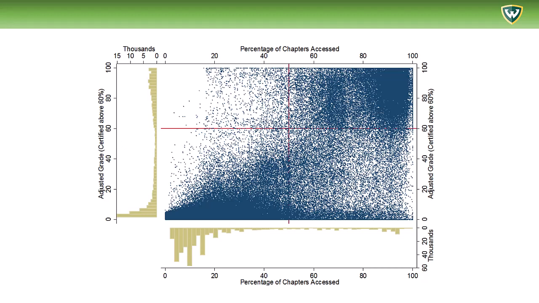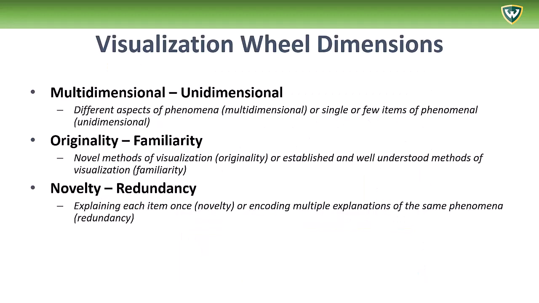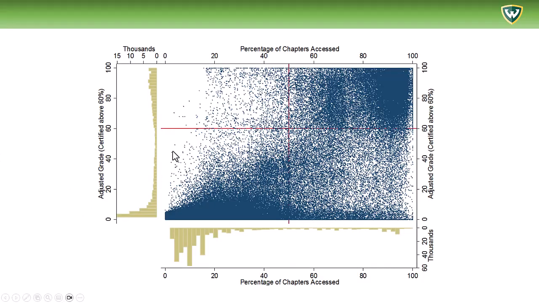So for example, let's pick some dot over here. So this student here has very few percentage of chapters accessed, maybe 5%, and then their grade is around 50. And then there's some student here, their chapters accessed about 50%, and their grade is about much higher.